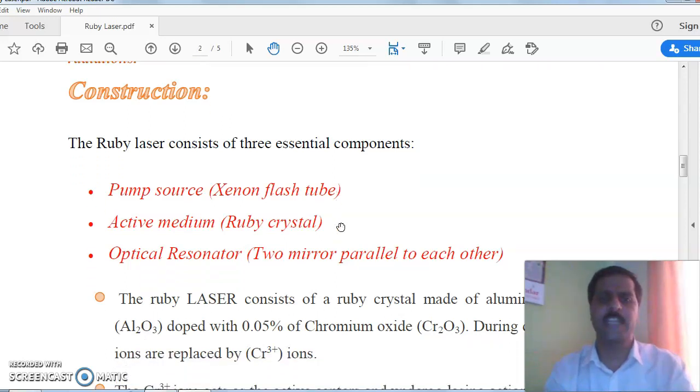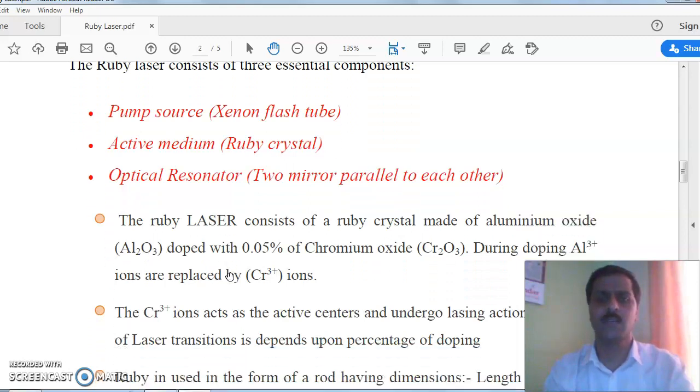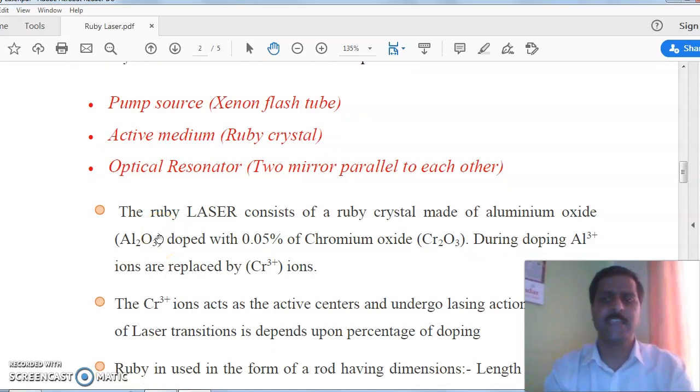Second component is the active medium. The active medium contains a ruby crystal in the form of a cylindrical rod. And third is the optical resonator. 2 mirrors parallel to each other form the optical resonator. When a photon is incident on these mirrors normally, it suffers reflection normally and travels along the axis.